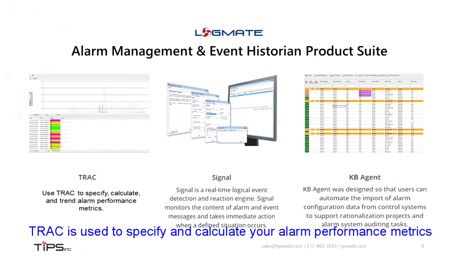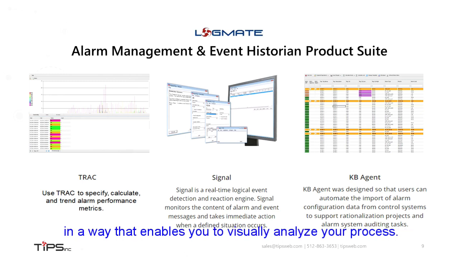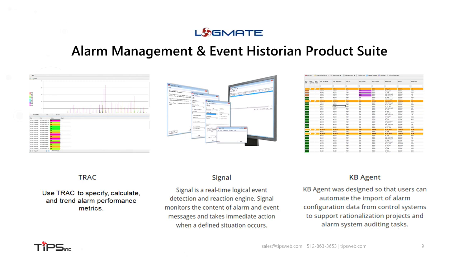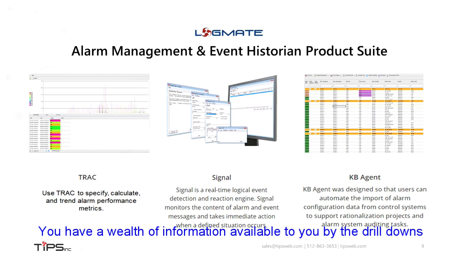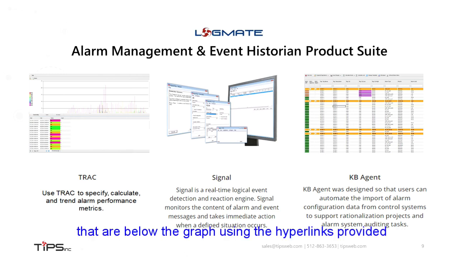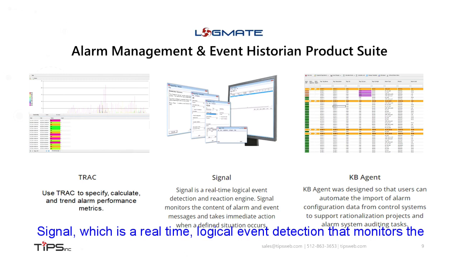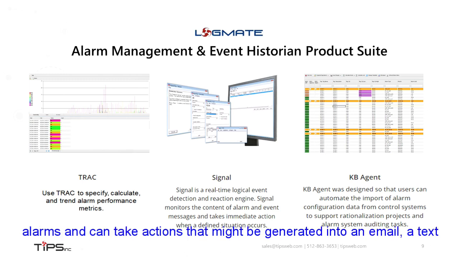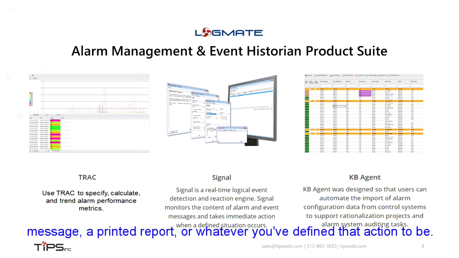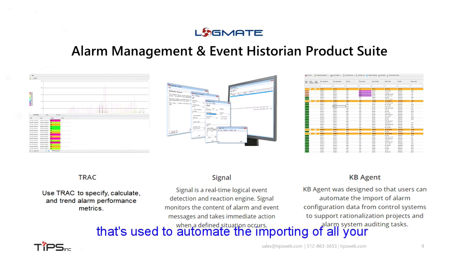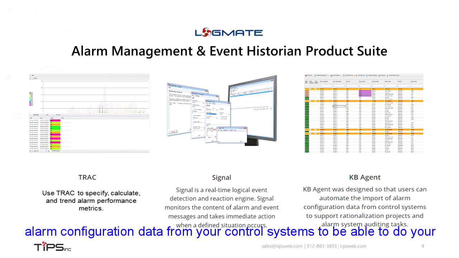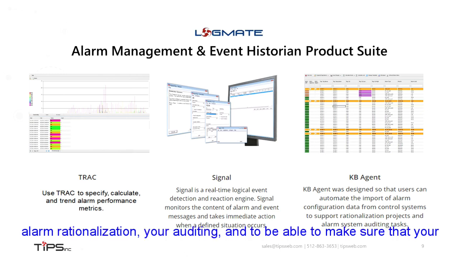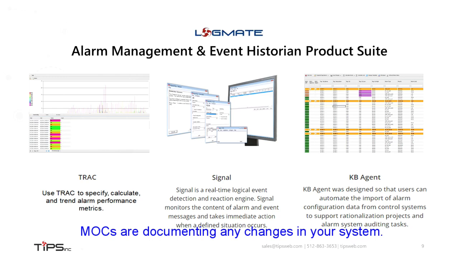Track is used to specify and calculate your alarm performance metrics in a way that enables you to visually analyze your process. You have a wealth of information available to you by the drill downs that are below the graph, using the hyperlinks provided. Signal is a real-time logical event detection that monitors the alarms and can take actions that might be generated into an email, a text message, a printed report, or whatever you've defined that action to be. KB Agent is the tool that's used to automate the importing of all your alarm configuration data from your control systems to be able to do your alarm rationalization, your auditing, and to make sure that your MOCs are documenting any changes in your system.